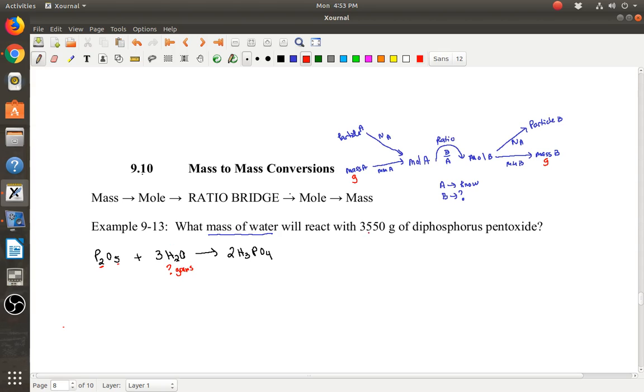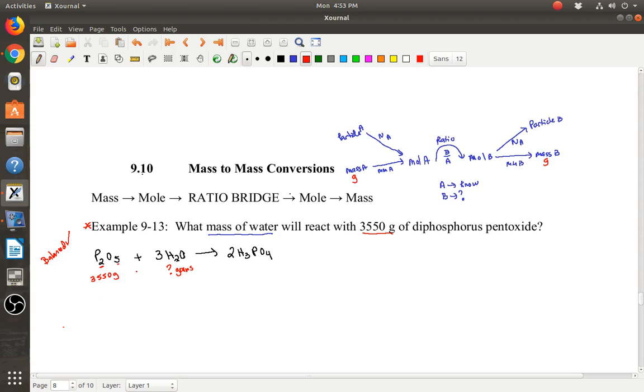We'll react with 3,550 grams of diphosphorus pentoxide. So we have 3,550 grams. Now notice how I write the information in the word equation down below the balanced equation. Remember, in order for this to work, the equation has to be balanced. And in this case, it is a balanced equation. I'm going to make you check that most of the time, or maybe I'll tell you to balance it, but you need to make sure you have a balanced equation.